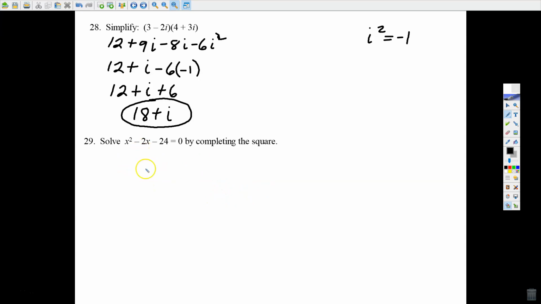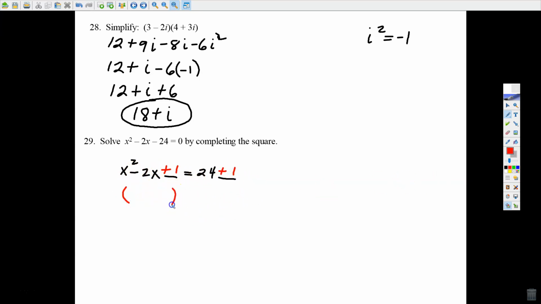29, we're going to complete the square. So we've been doing a little practicing with that lately. So the first thing to do is to move this constant over to the right, and that means addition. And then we'll figure out what is that number that completes the square. So divide by 2, and then square that. So negative 2 divided by 2 is negative 1, and negative 1 squared is positive 1.